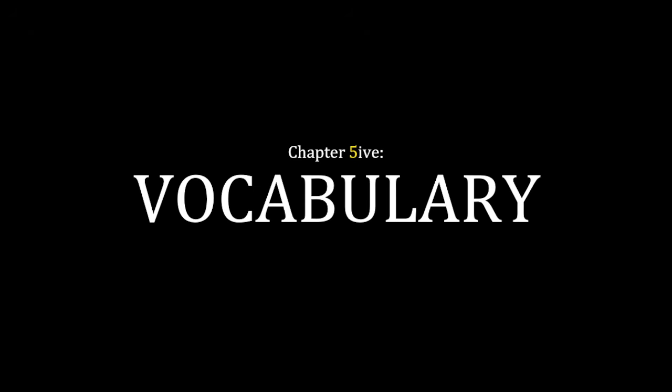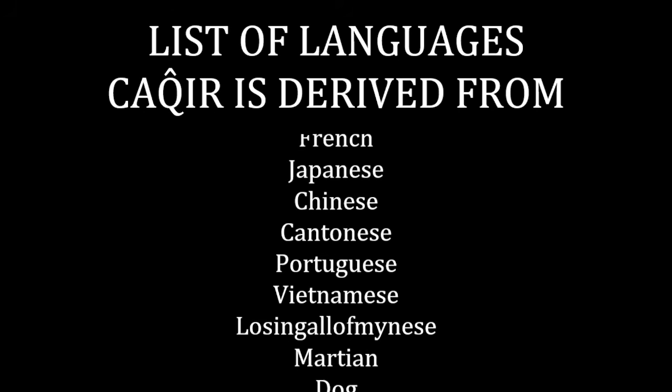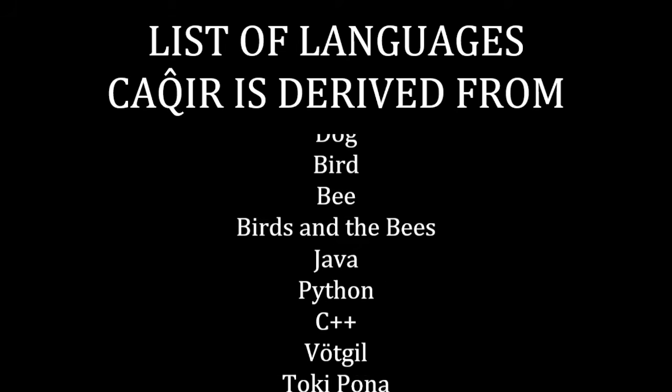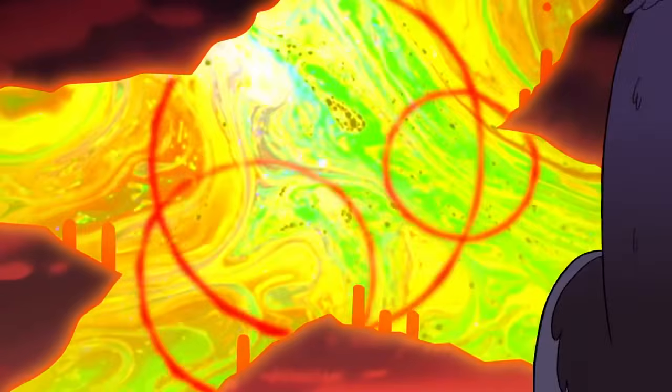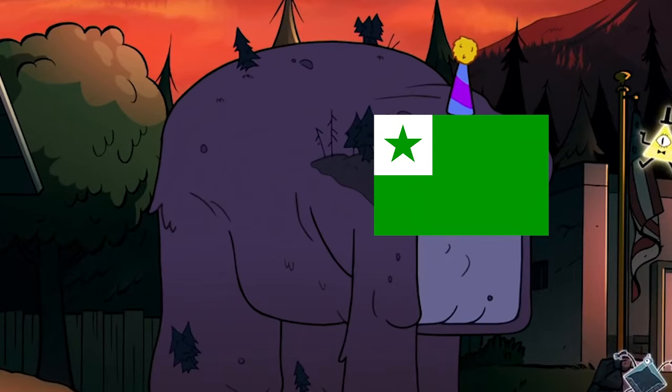Chapter 5, Vocabulary. A lot of Kaher's vocabulary is derived from English, aka the true language. However, some of the vocabulary also derives from Latin, Russian, Spanish, French, Japanese, Chinese, Cantonese, Portuguese, Vietnamese, Martian, dog, bird, bee, birds and the bees, Java, Python, C++, Vakil, Toki Pona, Kalinsakus, this thing, and the conlang whose name must never be said! What the heck? It's Esperanto. The derivations, however, are usually indirect.